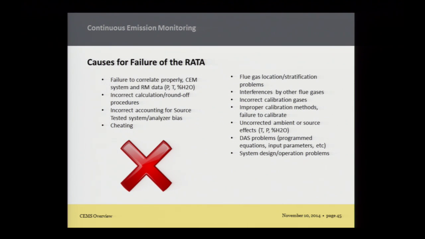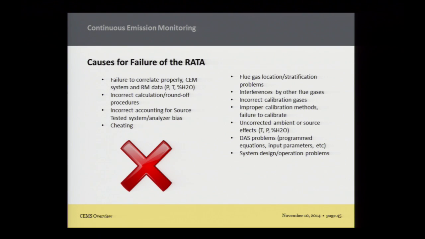I've run RATAs on sources where you pass it for 2 years in a row, and we go back in year 3 and you no longer pass it. And it's like, well, we made 5 tie-ins downstream of it. Your stream may be stratified now, so sometimes you have to go run a stratification test again, or look at moving your reference method, because a lot of times at that point you're probably not going to move your CEMS, so you might have to pick a new stack testing point.